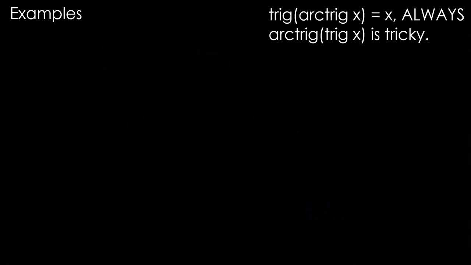Now in all cases, trig, and by trig I mean sine, cosine, tan, secant, cosecant, whatever one I missed, cotan, trig of arc trig of x is x, always. Arc trig of trig x can be tricky. Let me show you what I mean.